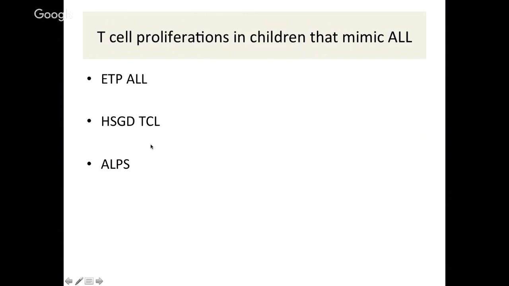Second, as I mentioned, hepatosplenic gamma delta T cell lymphoma. Third is a benign entity called autoimmune lymphoproliferative syndrome. Now in my practice, every 3 or 4 months we get to see a kid who has ALPS and comes to us.